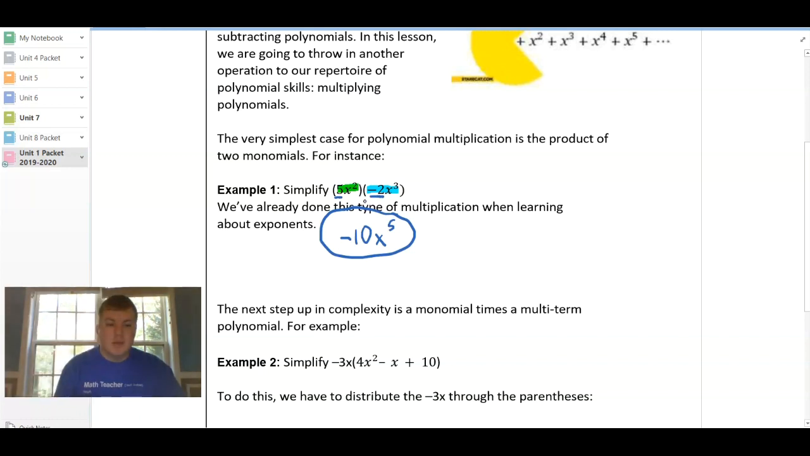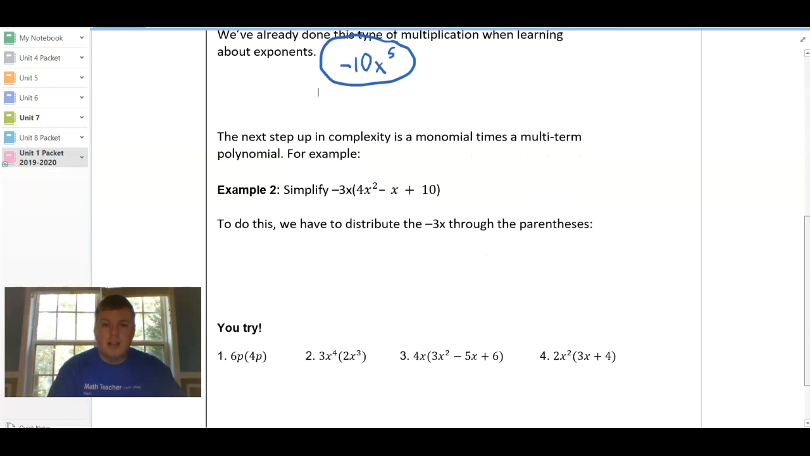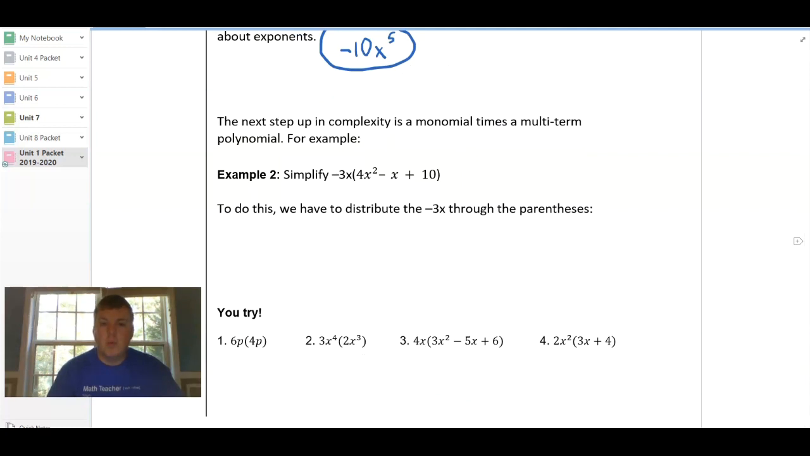Unfortunately, they won't all be this easy. We're going to have different levels of complexity, as I mentioned. So the next thing we're going to look at is multiplying a monomial times a multi-term polynomial. So we're going to take one piece that's just one term long and multiply it by something a little bit longer. So we're going to do example 2, simplify negative 3x times the quantity 4x squared minus x plus 10. And what we need to do is distribute that negative 3x through the parentheses. So we're going to distribute negative 3x times 4x squared.